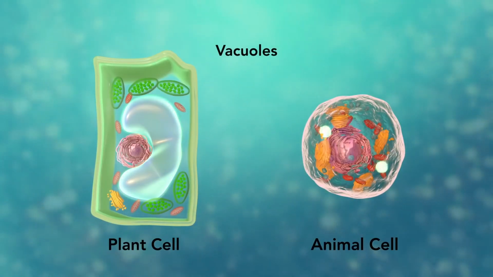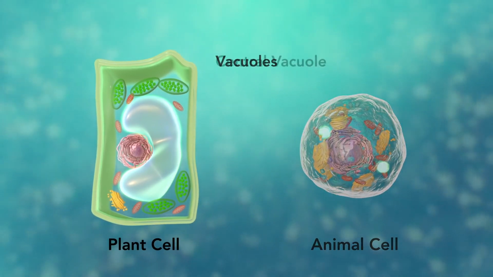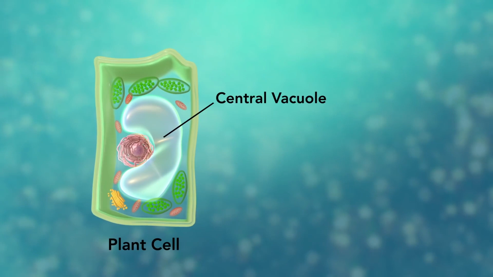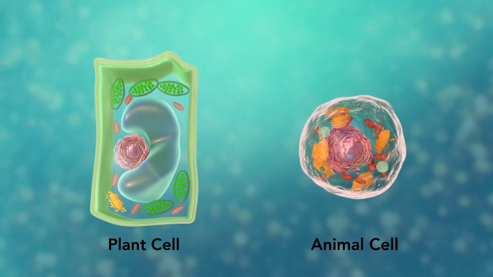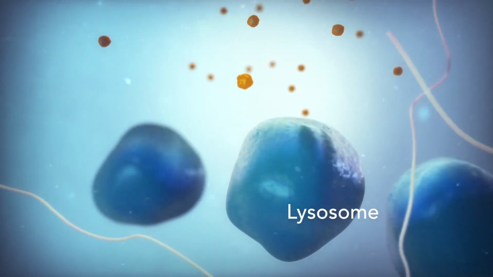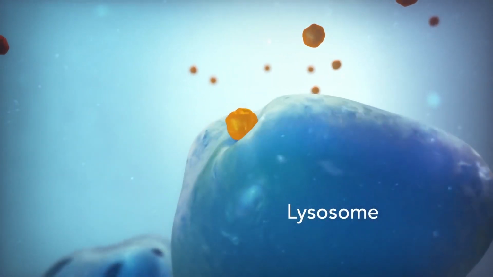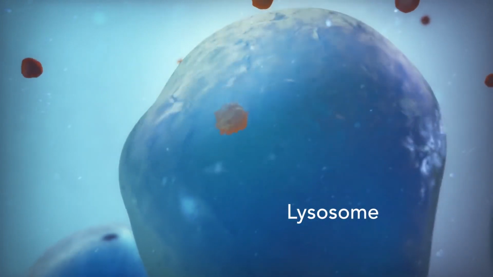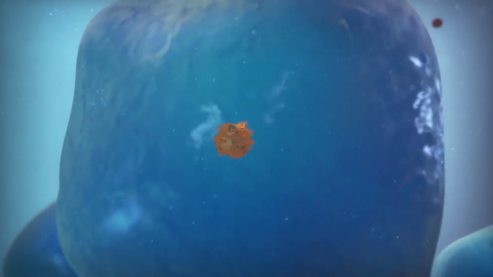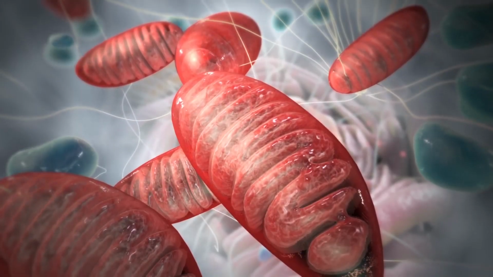Vacuoles are sac-like structures that store different materials. Here in this plant cell, the central vacuole stores water. Going back to the animal cell, you will see an organelle called a lysosome. We talked about these. These are garbage collectors. They take out damaged or worn-out cells. They are filled with enzymes that break down this cellular debris.